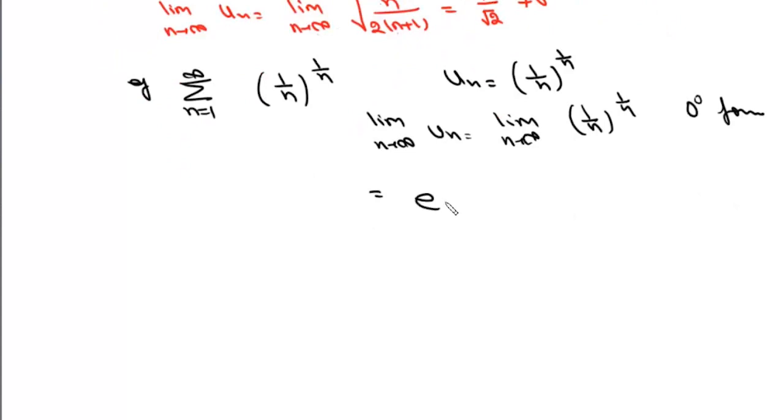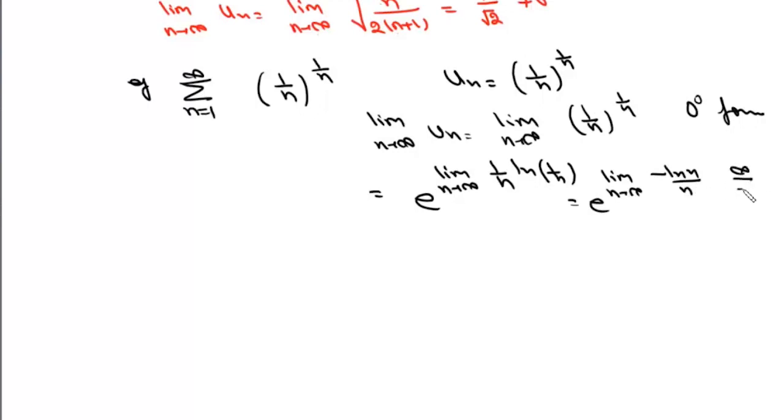Now we're going to write this as e to the power of the limit as n tends to infinity of 1 by n log 1 by n, and we can write this as e to the power of the limit as n tends to infinity of minus log n upon n, which is infinity upon infinity form. Now we can use L'Hopital's rule. So it will be e to the power of the limit as n tends to infinity of minus 1 by n upon 1. So it will be e to the power 0, and e to the power 0 is 1, which is unequal to 0. So this limit as n tends to infinity of un is not equal to 0. That means this series does not converge.